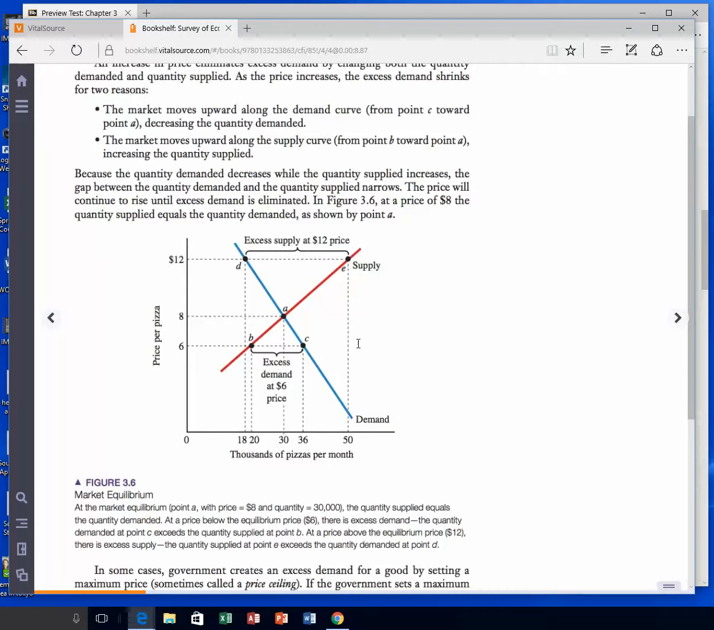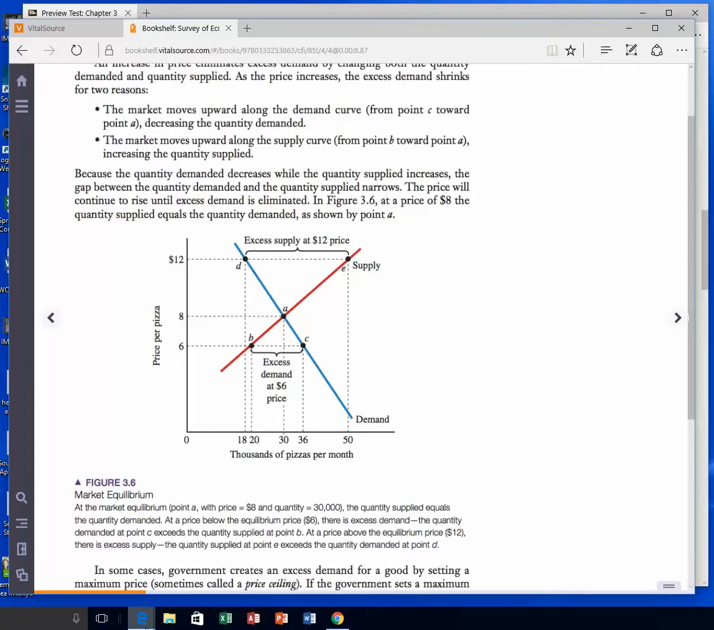So here, if we have different prices, if the price is at $6 here for pizza, there's going to be excess demand because it's such a low price, and that's where suppliers want to supply to. So same thing, if it's $12, there's an excess supply of pizzas. It costs so much at $12, not many people want to buy it. So if there are these price imbalances, eventually it'll go to the equilibrium point.